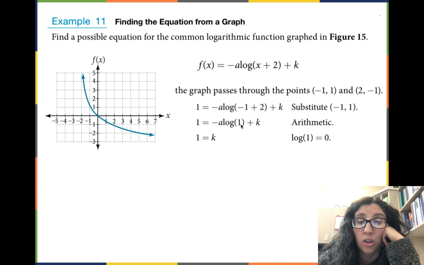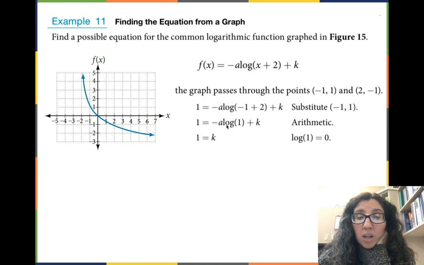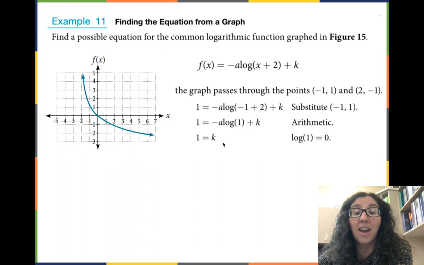What is log of 1? We're going to talk about properties of logs next time. But 10 to what power equals 1? 0, right? So this term goes away, and we find that k equals 1, right? This is using the fact that log of 1 is 0. All right, so we found k. That's good.